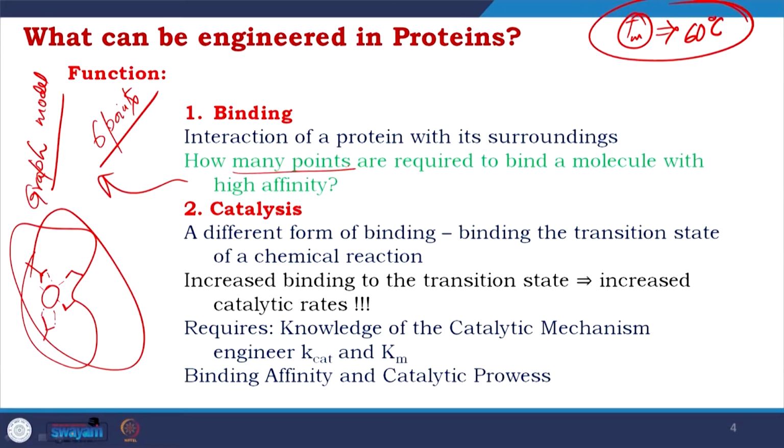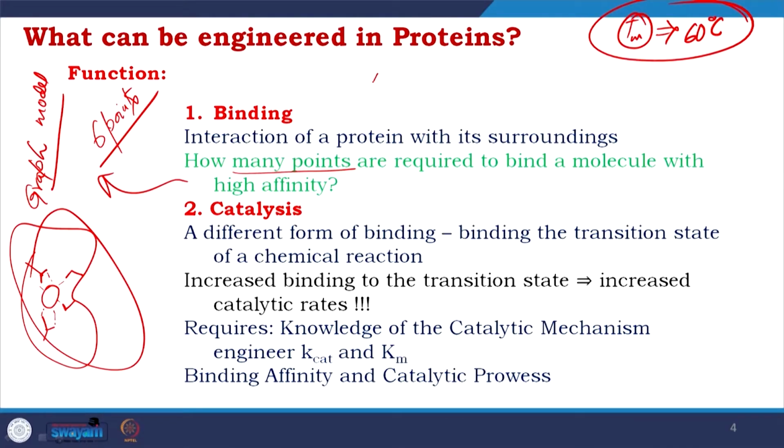Second thing is definitely catalysis. Binding is happening now. How the enzyme would be converting the substrate to product, that is called catalysis. A different form of binding, binding the transition state of the chemical reaction. So, we will discuss this point in a bit more detail in structure based drug designing, our last module, but just to talk about it. When there is a substrate binding to the enzyme, the enzyme starts a reaction.